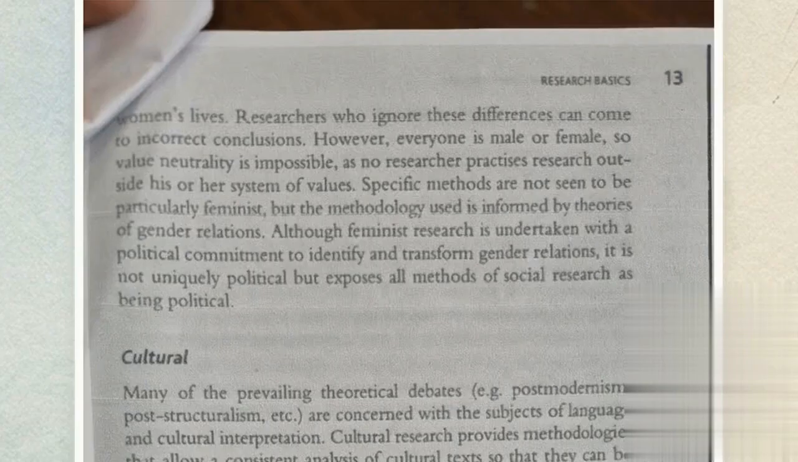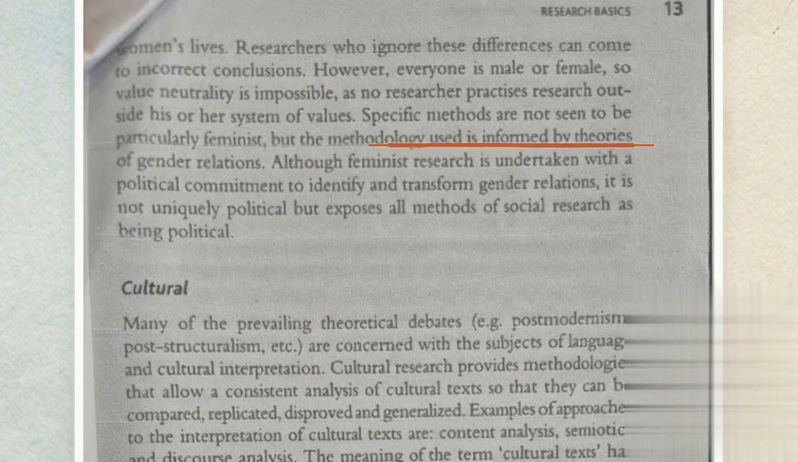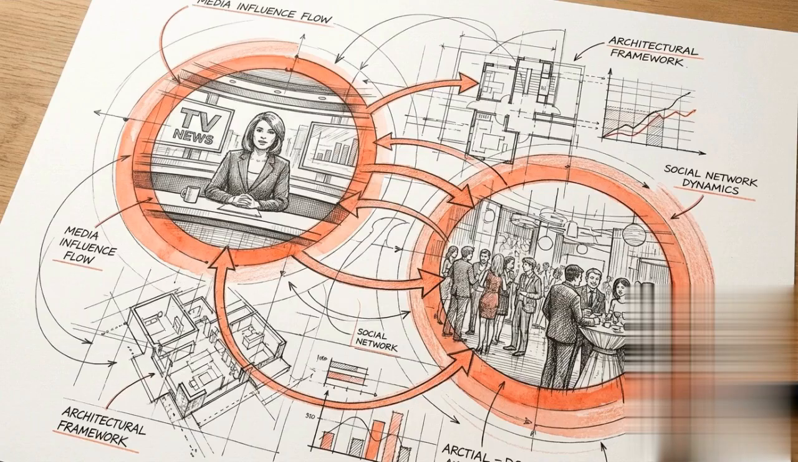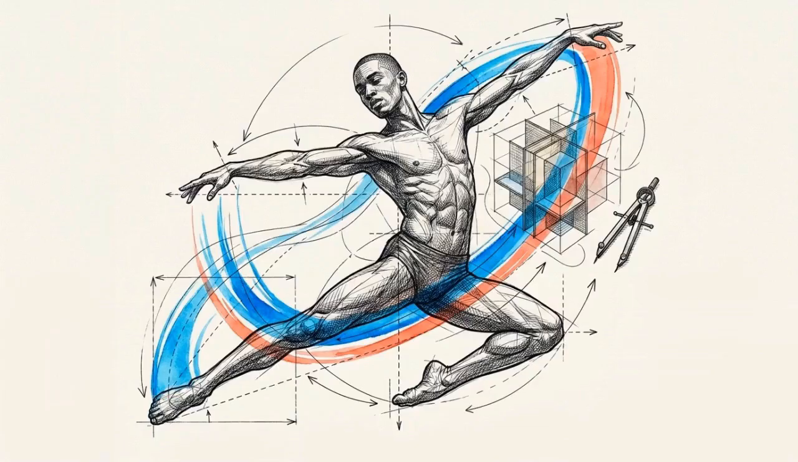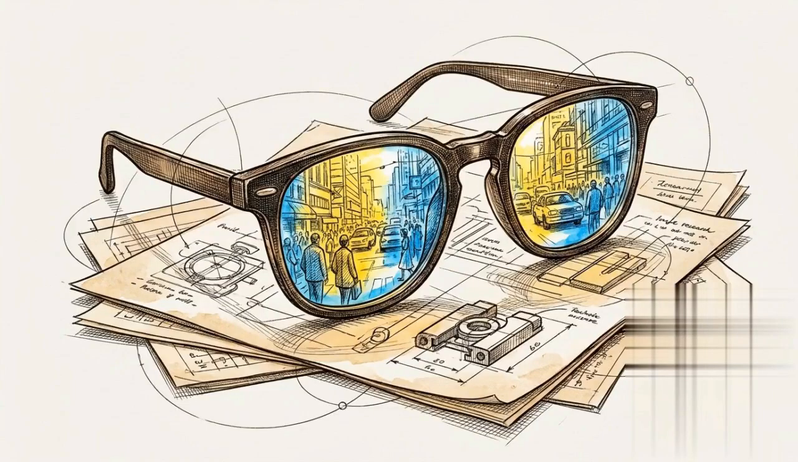Perspective-driven frameworks like feminist design operate on the premise that absolute value neutrality is impossible. These methodologies are informed by theories of gender relations to identify and transform those dynamics. Cultural design analyzes human communication by treating media and social interactions, from TV news to cocktail parties, as texts for semiotic analysis. Arts-based design uses narratives, poetry, dance, and film to communicate the emotional aspects of human life, challenging stereotypes and portraying multiple meanings. In the social sciences and humanities, the researcher's interpretation and the environment itself are not contaminating factors. They are essential to proving validity.